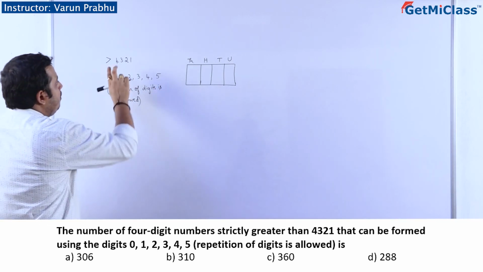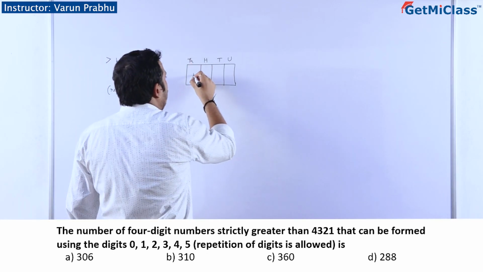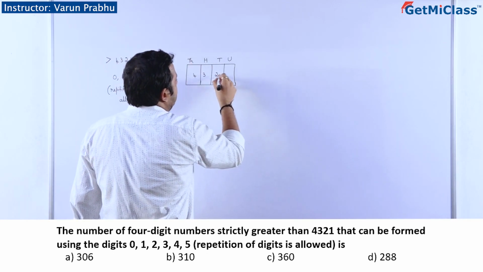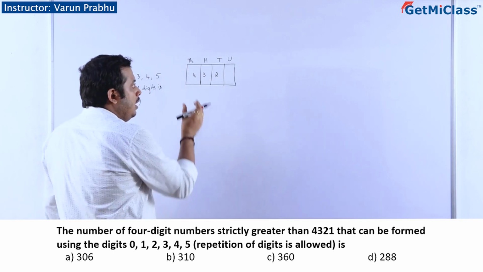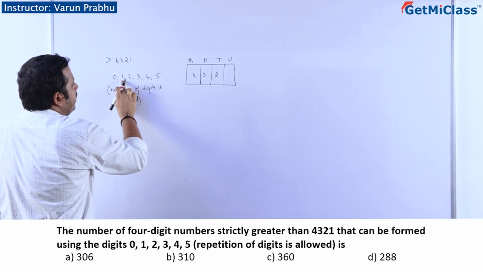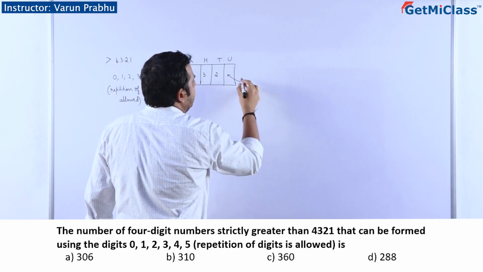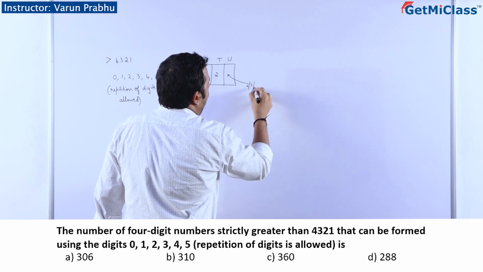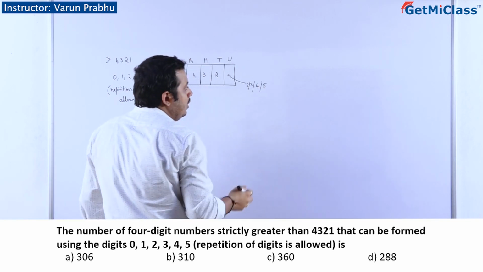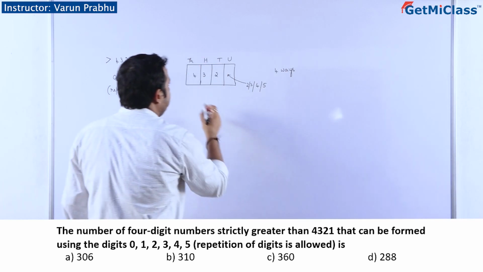Now look here, if the number has to be greater than 4321, first we will concentrate only on the units place. So the digit cannot be 0 or 1. It can be 2, 3, 4 or 5. So this place can be filled with 2 or 3 or 4 or 5. Do you understand? Which means this can be done in 4 ways, right?